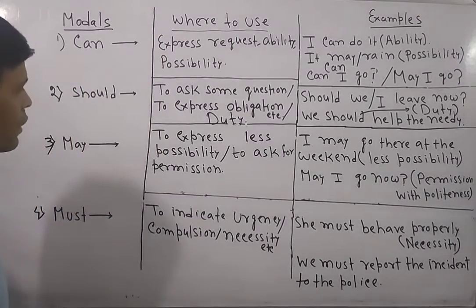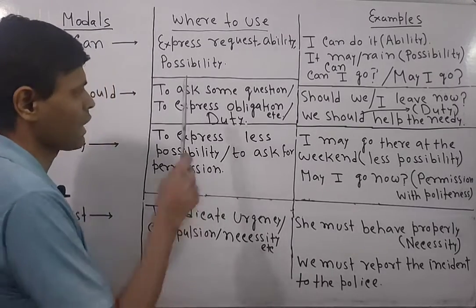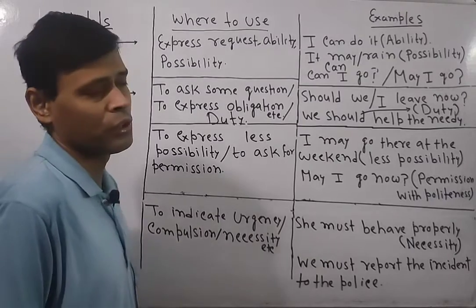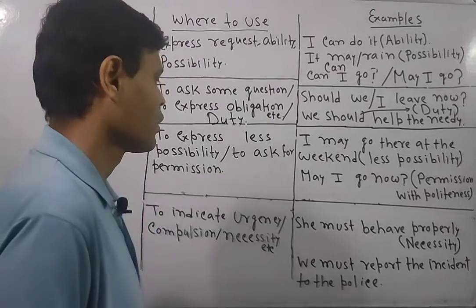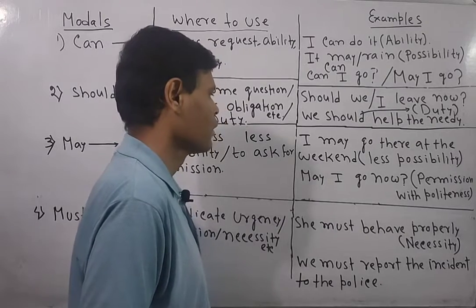Now go next. May. To express responsibility or to ask for permission. Already discussed above while discussing the uses of the modal auxiliary verb can. Now look through the example. I may go there at the weekend.